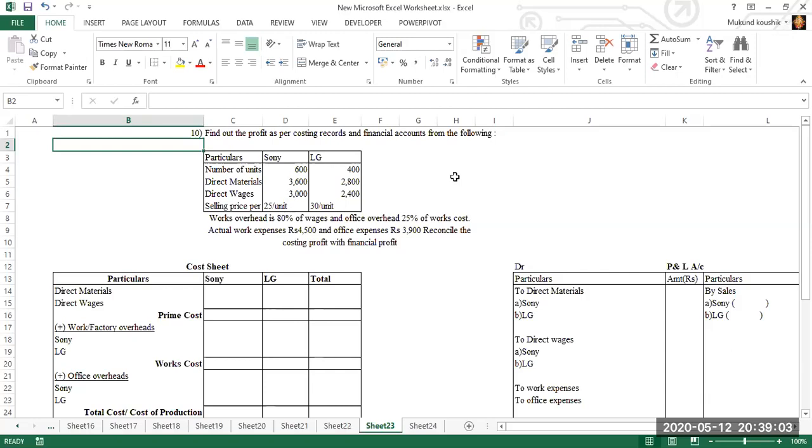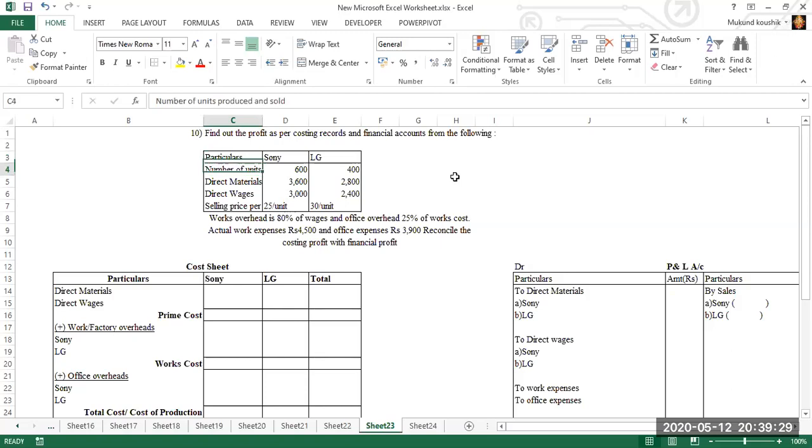But in this problem they are telling us to prepare cost sheet and P&L account and find out the net profit as per cost accounting and financial accounting. And we have to see whether there is a difference between net profit as per cost accounting and net profit as per financial accounting, and if there are any differences we have to prepare reconciliation statement. Now again using this information we have to prepare cost sheet and P&L account. So first we will prepare and find out the net profit as per cost sheet.